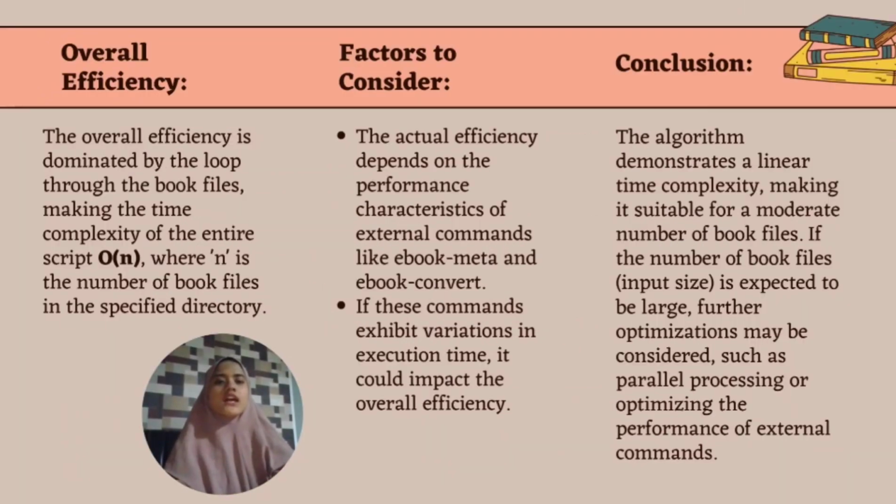Overall efficiency. The overall efficiency is dominated by the loop through the book files, making the time complexity of the entire script O(n), where n is the number of book files in the specific directory. Factors to consider. The actual efficiency depends on the performance characteristics of external commands like ebook-meta and ebook-convert. If these commands exhibit variation in execution time, it could impact the overall efficiency.